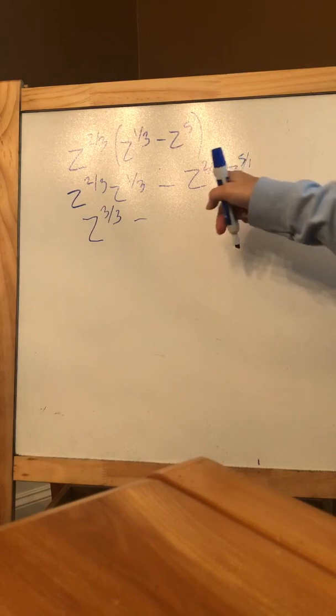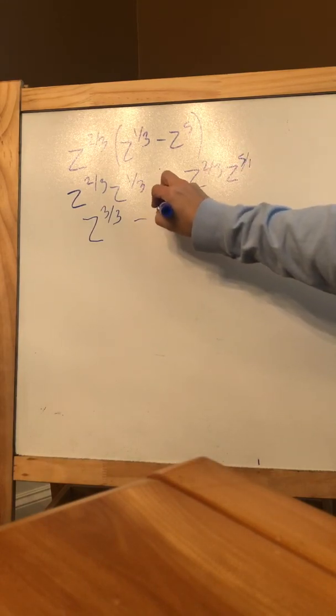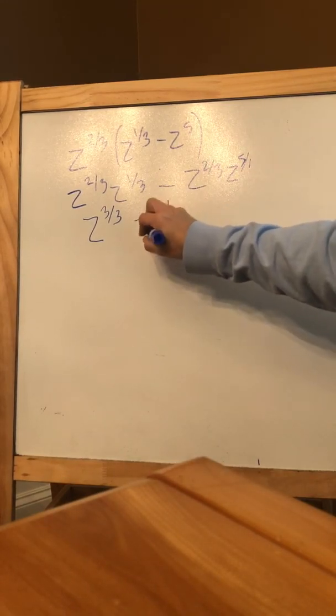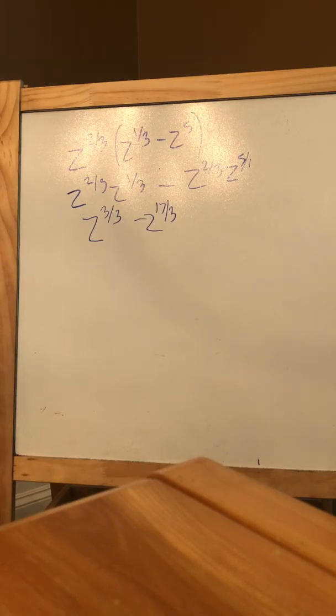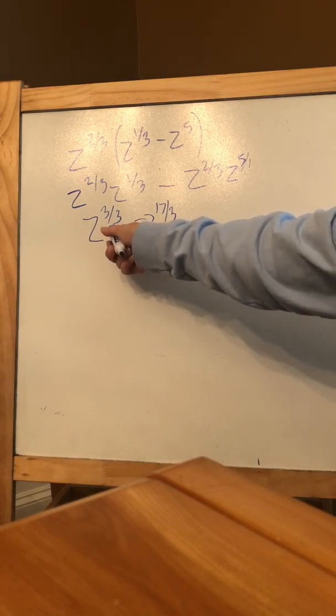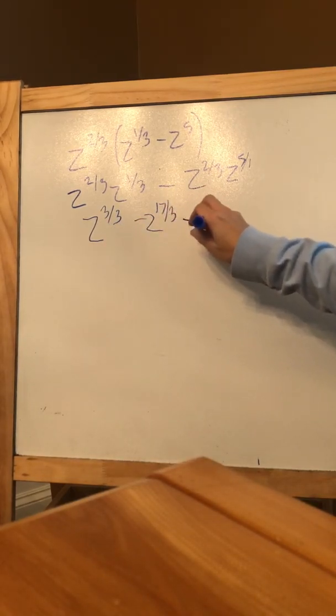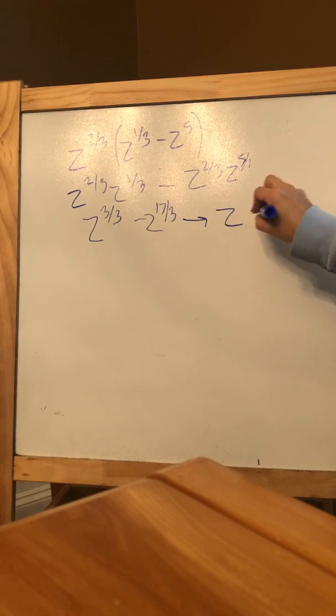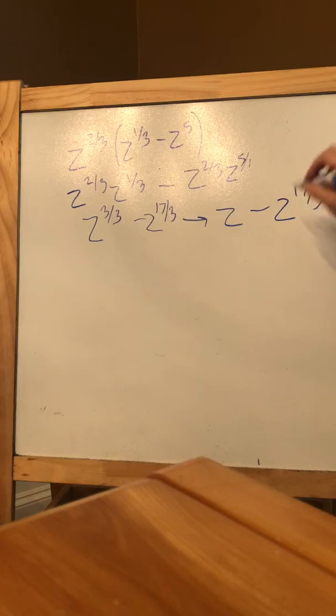Okay, so we're going to add them now. 2 and 15 gives us 17. Oops, forgot my z. Okay? All right. And what is this? Z to the 3 over 3. Let's go ahead and do that. That's just z, right? So z minus z to the 17 thirds.